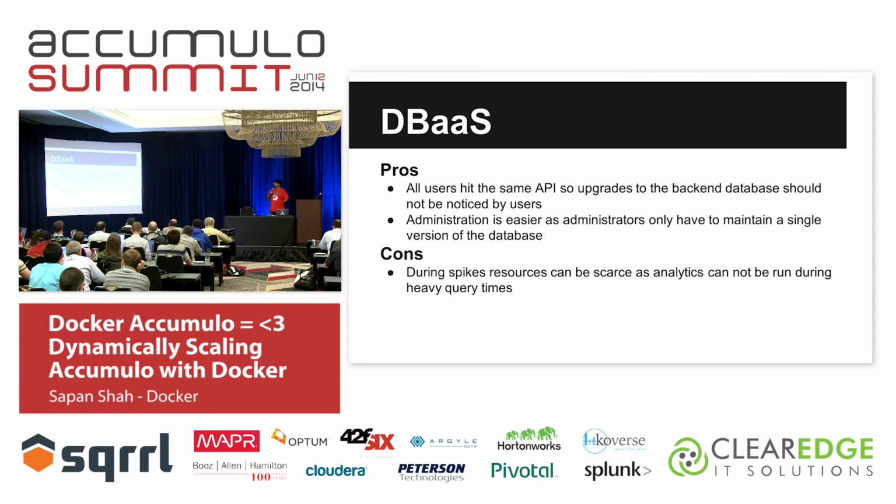So, database as a service. One of the major things that's awesome about these is that all users hit the same API. So I can upgrade and downgrade my database as I see fit, and you'll never know. The other thing is that administration is easier because administrators only have to know one version of the database. That's awesome. One of the major cons, though, is that during spikes, resources can be scarce, as analytics cannot be run during heavy query times.